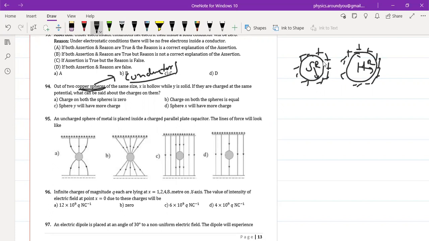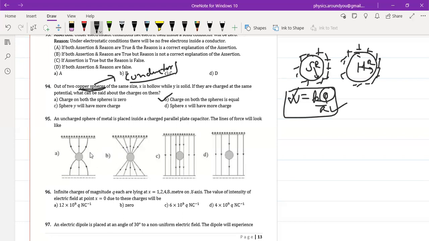And what is the potential? Potential is always given by V equal to KQ by R for conductors because there is no charge on the inside. So it can be treated as a point charge placed at the center, for conducting spheres. Both of them are charged to the same potential. Both of them have the same size. So by this relation, both of them should have the same charge. Therefore, the charge on both spheres is equal.